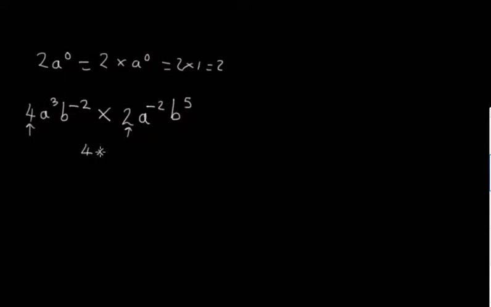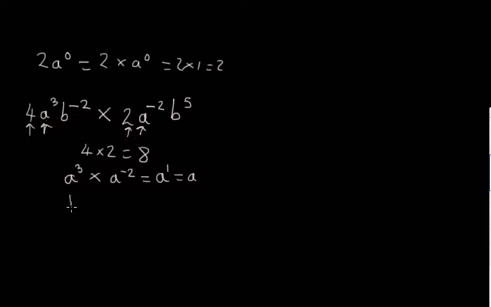Let's take out the two coefficients first. So 4 times 2 is 8. That's nice and simple. Let's take the two a terms next. So a cubed multiplied by a to the minus 2. Now that's something that we've met before. 3 add minus 2 is going to be 1, so it's just a.